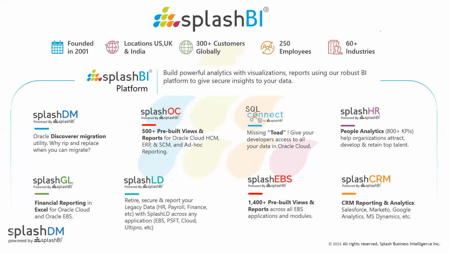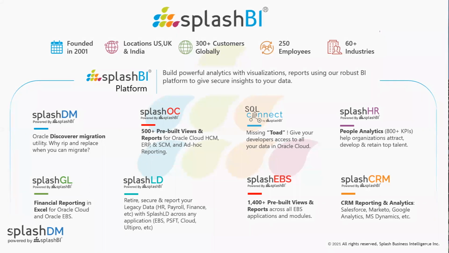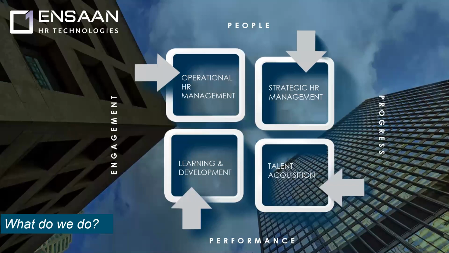Thank you, Graham. Moving on to a quick introduction to Ensaan Technologies. Ensaan Technologies is a boutique HR technology company with headquarters in Dubai and offices across the GCC. We provide solutions in 4 areas within the HR technology domain: operational HR, strategic HR management, talent acquisition, and learning and development. Ensaan represents many of the leading and innovative global HR technology vendors in the region, and we sell, implement, and support solutions in the region.